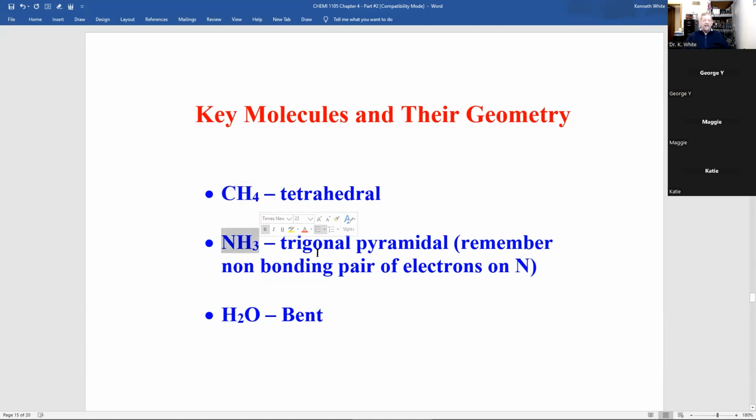Ammonia has a shape called trigonal pyramidal. Say that 5 times fast. No, I won't. And, oh, remember the non-bonding pair of electrons on nitrogen. And water is bent. What do I mean by all this?